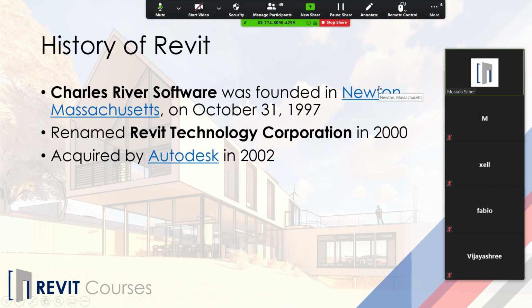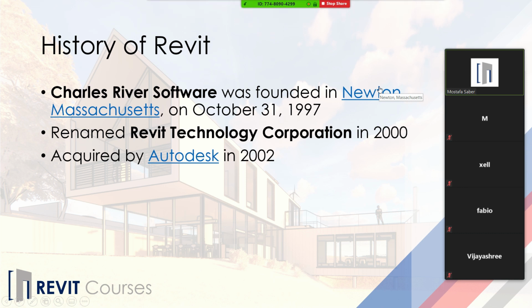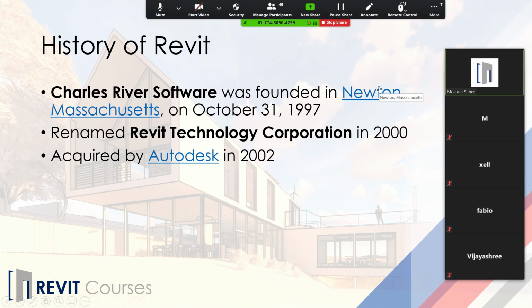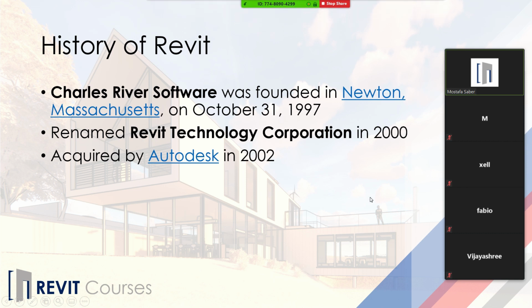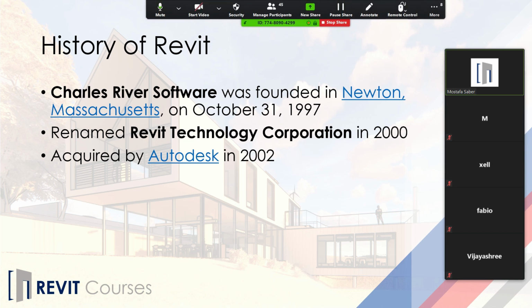Now, what is the history of Revit? Revit started as a company called Charles River Software, which was founded in Newton, Massachusetts, on October 31, 1997. In the year 2000, it was renamed to Revit Technology Corporation. Later, it was acquired by Autodesk in 2002.